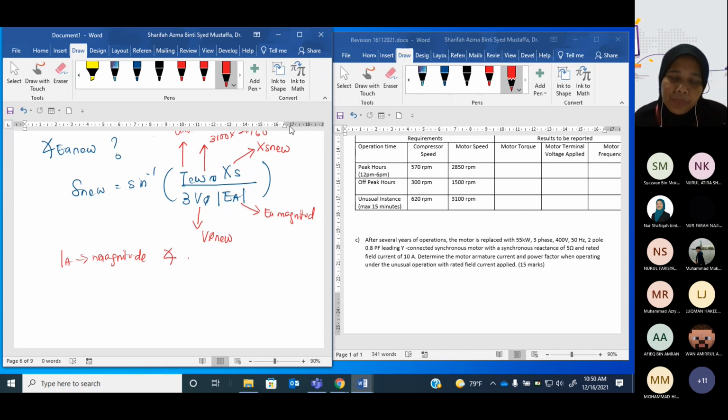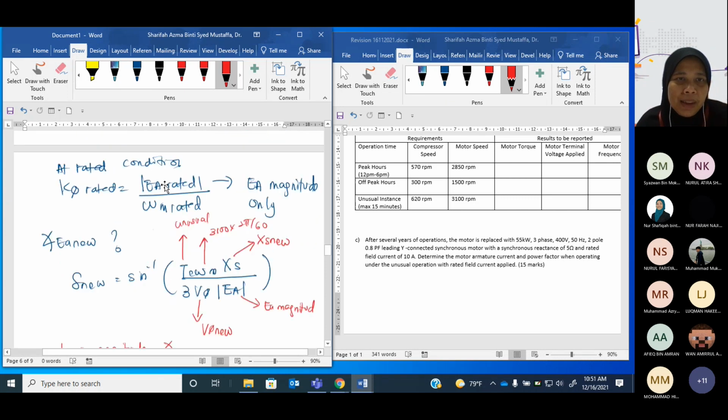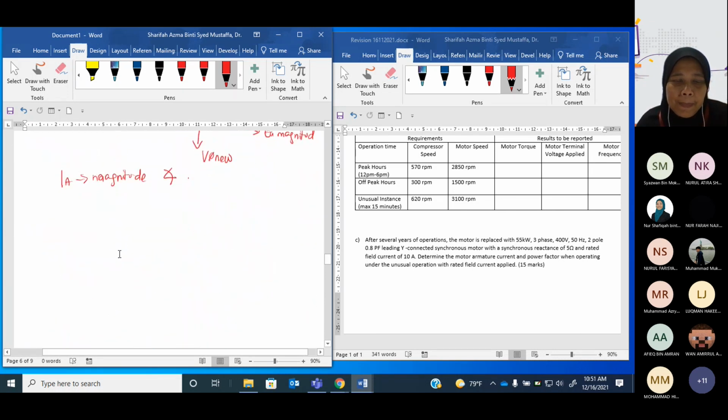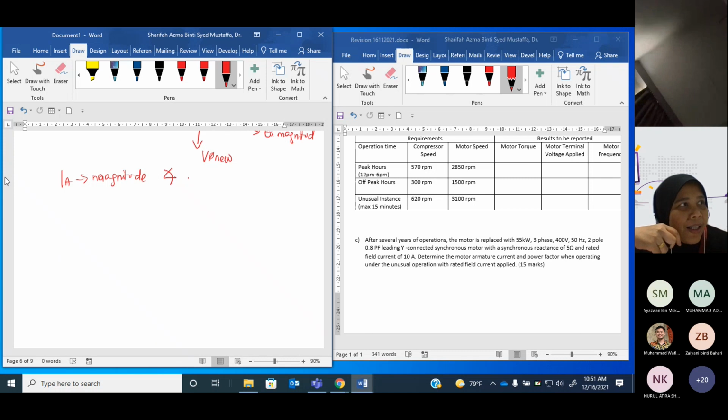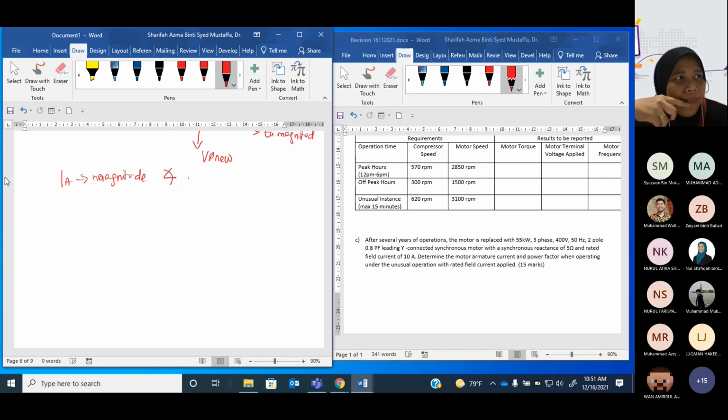Okay, now ada apa-apa saya tertinggal tak in this question? 0.8 ni kenapa kita tak guna? Where do you want to use this 0.8? Power factor. Ya, power factor. Kita ada guna tak in the calculation? Kita nak guna kat mana 0.8 tu? 0.8 tu mana kita nak guna? What we use 0.8 for?